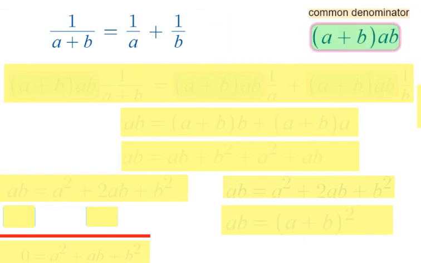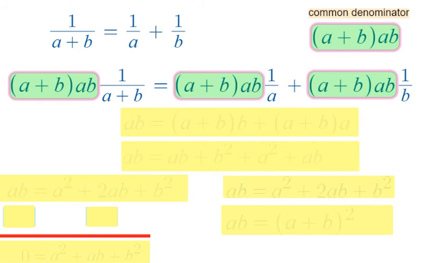So find a common denominator. In this case, we've got A plus B, we've got A, and we've got B. So that's our common denominator. They have all of these three things in common. So to get rid of the fractions, we have to multiply by this entire expression. So I'm going to distribute this through to all three fractions, kind of like so.